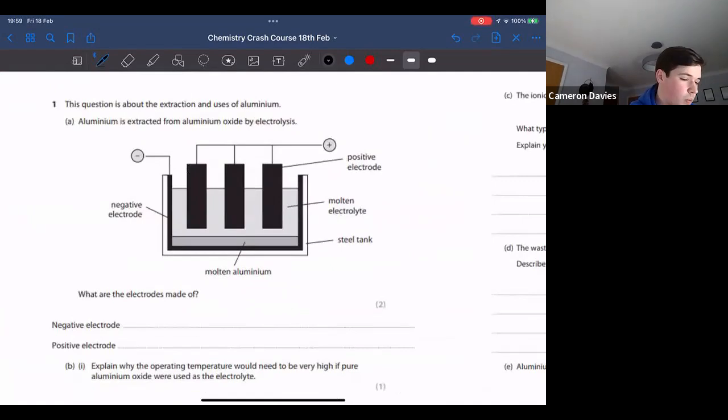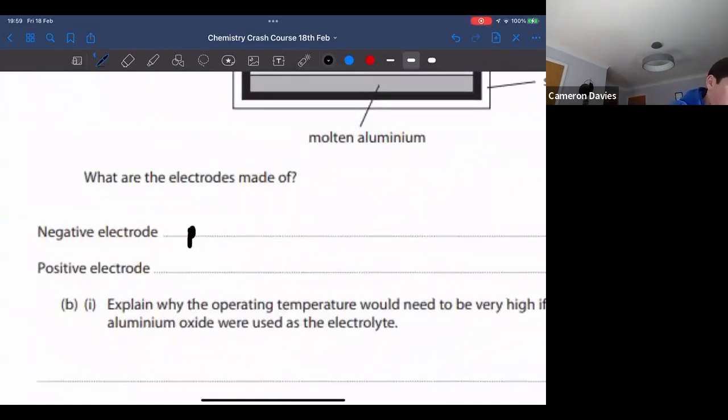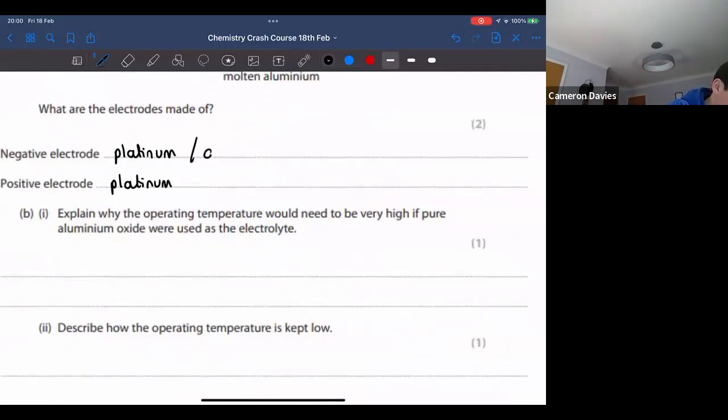So the first thing that we looked at was what are the electrodes made of? We looked at what kinds of metals might be used. And we mentioned that it would be platinum because this is less reactive. So it would be the same for both. You can mention platinum. The one that they've actually given in the mark scheme here is graphite, but they will accept any that's correct, basically that is unreactive.